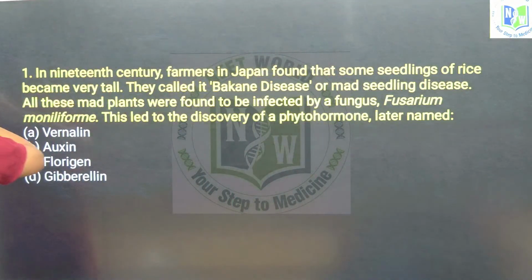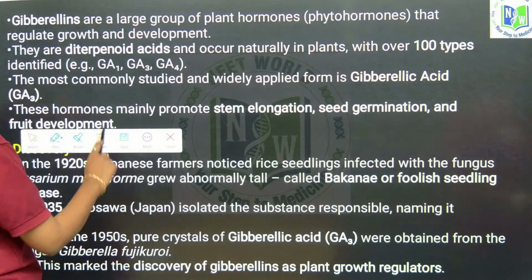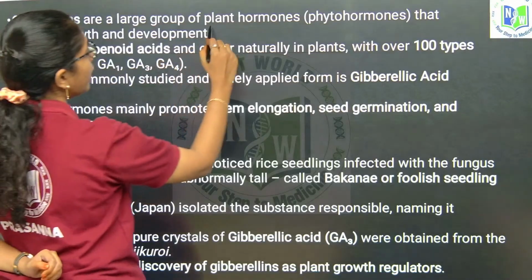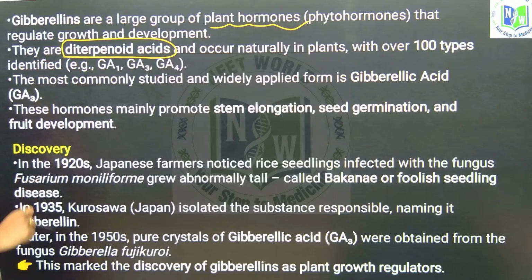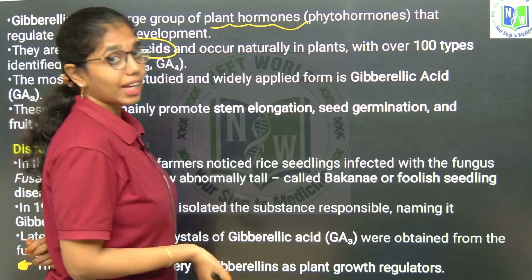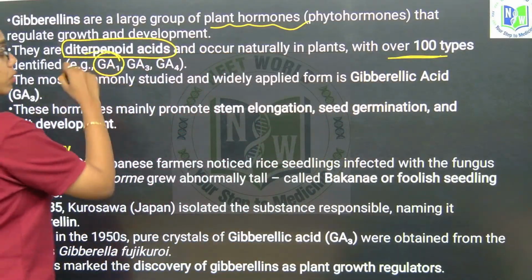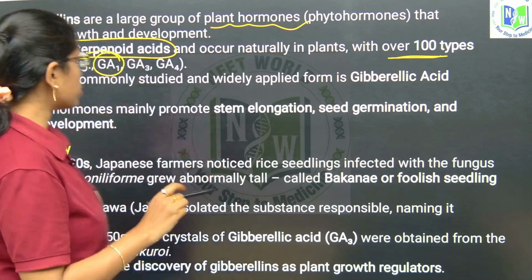So, if we have to look into the concept, gibberellins are a large group of phytohormones. These are acidic in nature. Gibberellic acid is acidic in nature. These are a large group of phytohormones that regulate growth and development. They are diterpenoid acids and occur naturally in plants with 100 types identified, from GA1 to GA100, of which the first identified gibberellic acid is GA3.